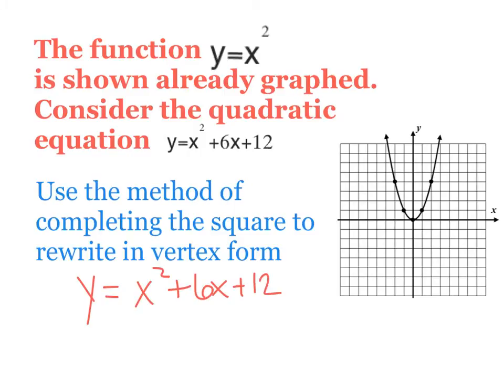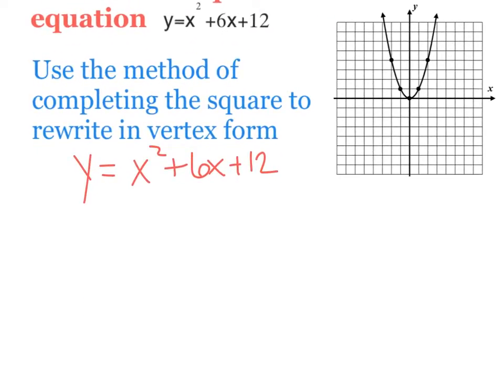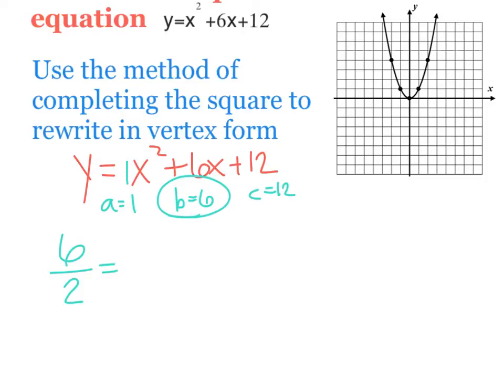Okay, let's look back at those notes on completing the square. It said take the b term and cut it in half. Well, in this case, my a, the number in front of x squared, is 1, my b is 6, and my c is 12. So I'm going to take that b term, 6, cut it in half, which is divide by 2, and I get 3. Now wrap that up and square it, and you get 9. So we've just done steps 1 and 2. We took the b term, cut it in half, squared it.